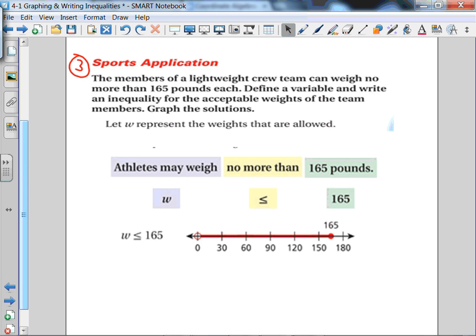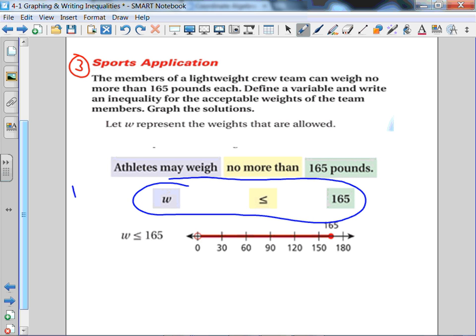Something to note on number 3 is the answer to writing an inequality here is that this would be the answer. W is less than or equal to 165. So that would be the short answer for this problem. And then this is the graph, and there's a reason why we stop here at 0 and we say you can't be equal to 0, because no one would be equal to 0 pounds. So that's why the graph stops at 0 and doesn't have an arrow continuing into negative weights.